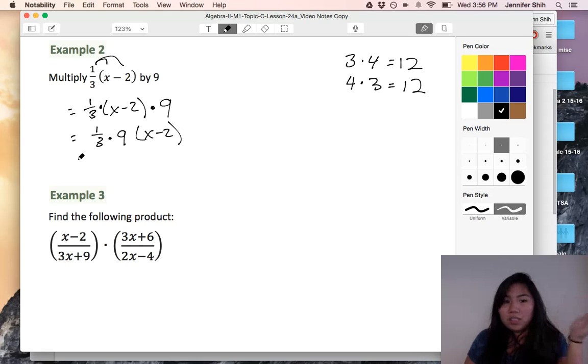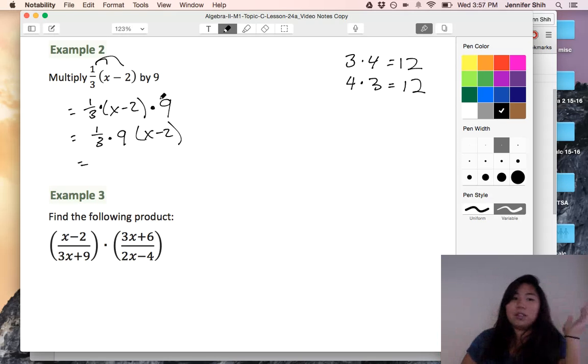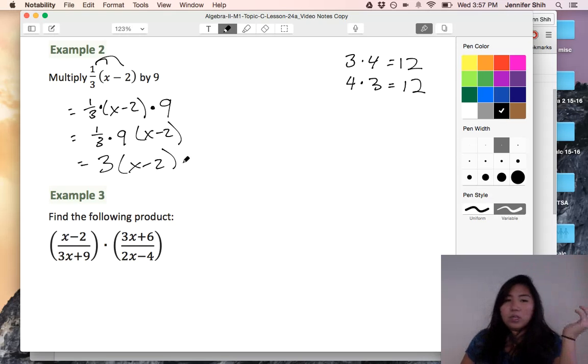Because 1/3 times 9, we can put all the integers together, and then we can multiply it by the binomial or the rest of the expression. Because this is going to simplify to 3, 9 over 3, which is 3, and then x minus 2. So this would be a fine answer, but we should probably distribute in this example as well. So we end up with 3x minus 6.